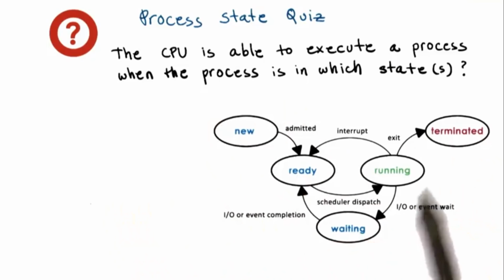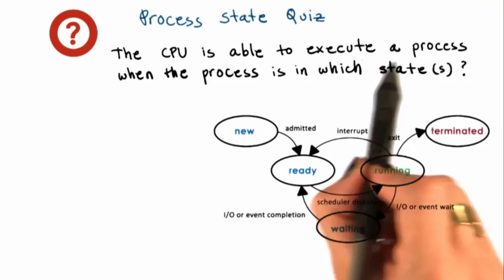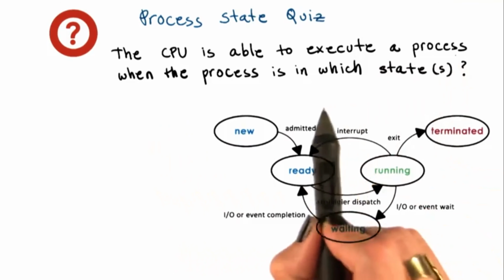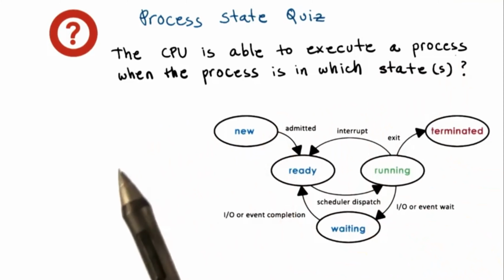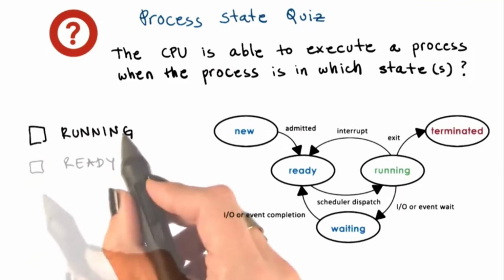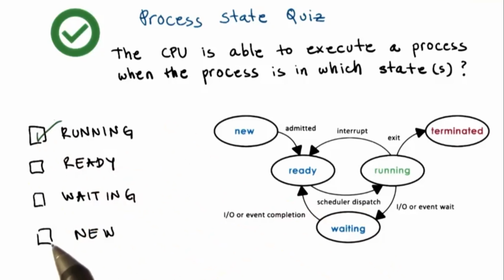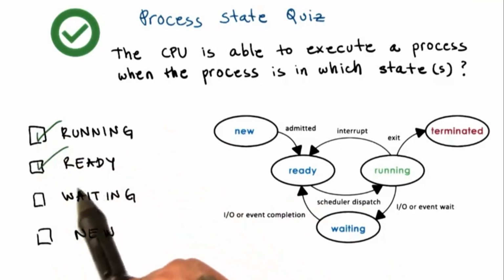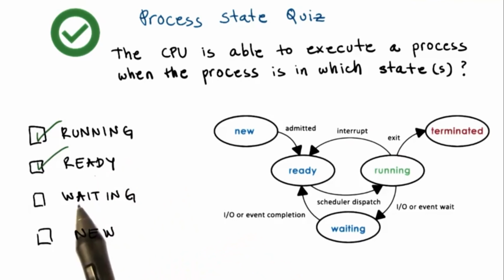Using the process lifecycle diagram, let's answer the following question. The CPU is able to execute a process when the process is in which of the following states? You'll need to check all that apply, and here are the choices. Running, ready, waiting, or new. A running process is already executing, so it should be marked as a correct answer. Any of the processes that are in ready state, the CPU is able to execute them. They're just waiting for the operating system scheduler to schedule them on the CPU.